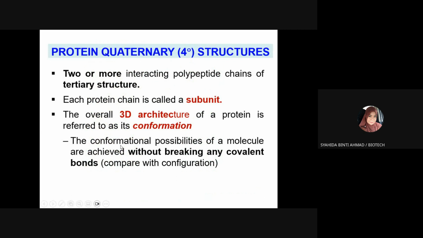Okay, and now we move on to the quaternary structure. We have seen several examples of tertiary structure. Now from the tertiary structure, it becomes more compact, and there can be 2 or 3 subunits. The minimum is 2 subunits to form a quaternary structure. And the conformational possibility between these two subunits usually also interacts through non-covalent bonds, right?